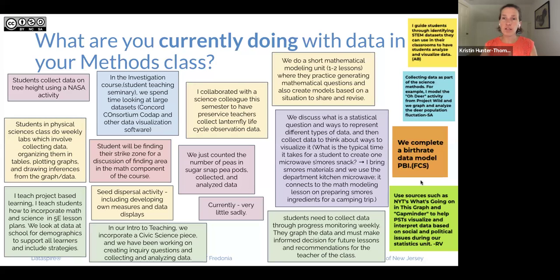Some of yours might be up here, like we use sources like the New York Times. What's going on with the graph? Great source. We incorporate math and science in 5E lesson plans, different things. So there's a wide range of how we are all integrating data in.